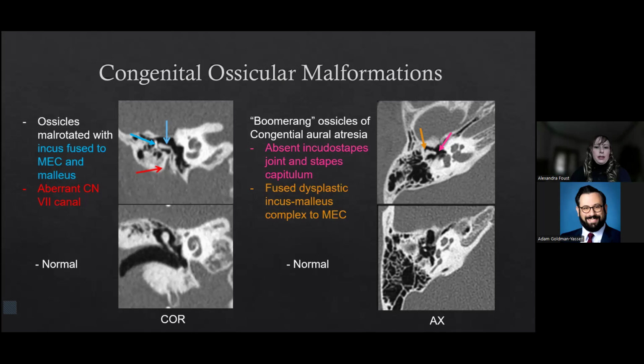This is an example of a patient with congenital aural atresia. Again, these patients do have a higher likelihood of also having ossicular malformations. And they do sometimes get this peculiar malformation, which has been called the boomerang configuration of the ossicles. And this is caused by this fused dysplastic malleus and incus complex that have a boomerang-like shape, and then deficiency of the incudostapedial joint and stapes capitellum. So see a little gap there between the ossicles and the adjacent stapes superstructure.